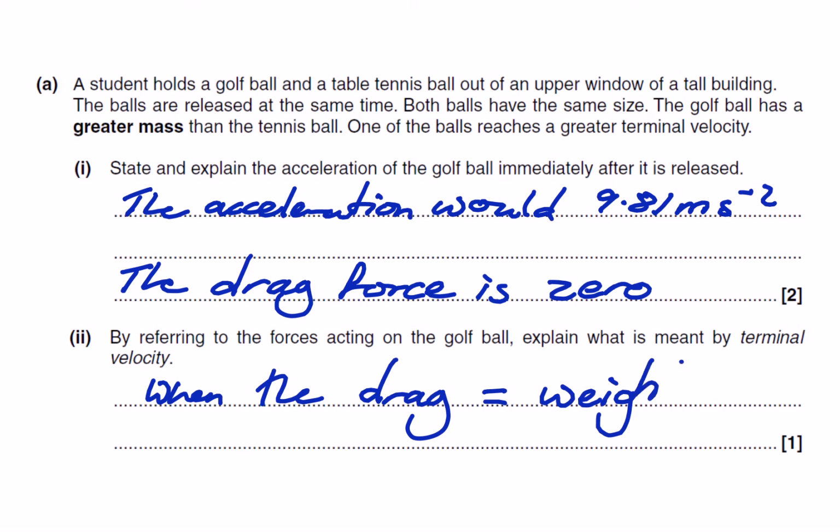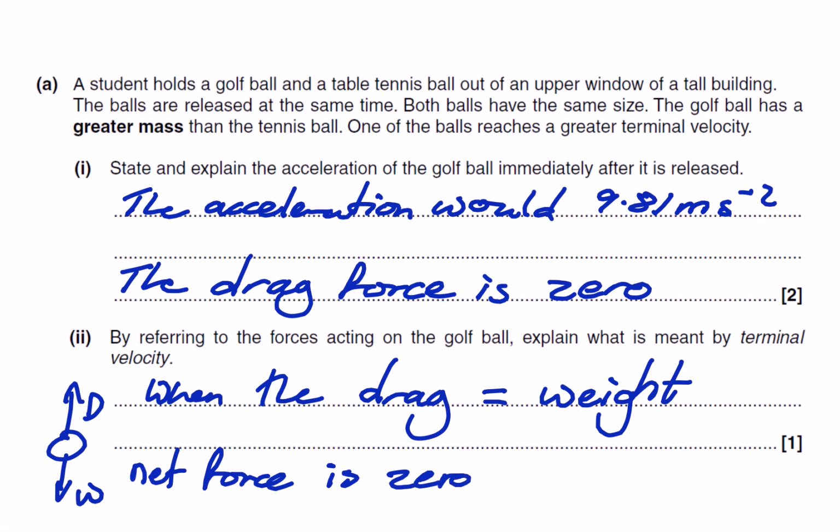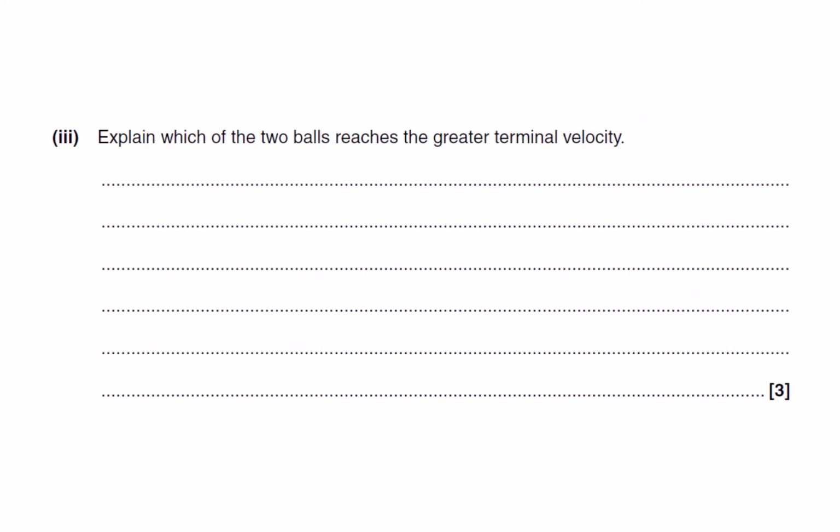And this is only a single mark question, but obviously if we have a little diagram here, with the weight acting down and the drag acting up, and they're equal to each other, therefore the net force is zero. So the terminal velocity is reached because there's no longer an acceleration, because there's no force there to cause the acceleration. And that leads us nicely into the third part of part A.